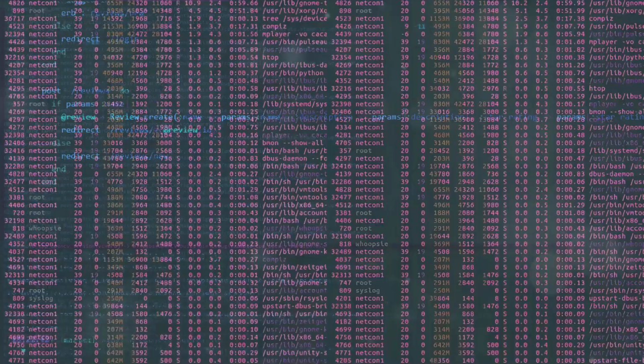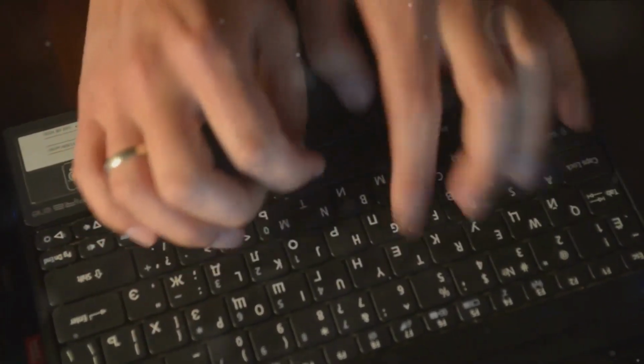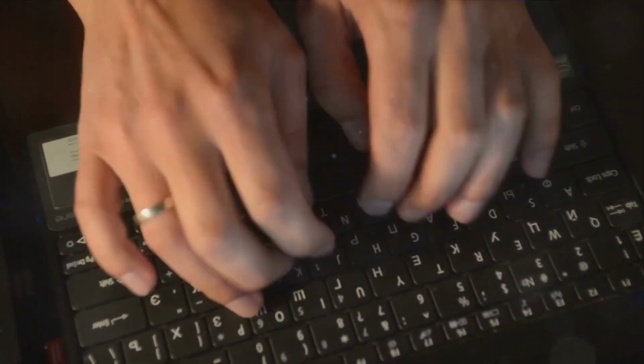Ever wonder what happens when you press a key on your computer keyboard? How does it translate into an action on the screen? Well, let's delve into the magic inside the machine.